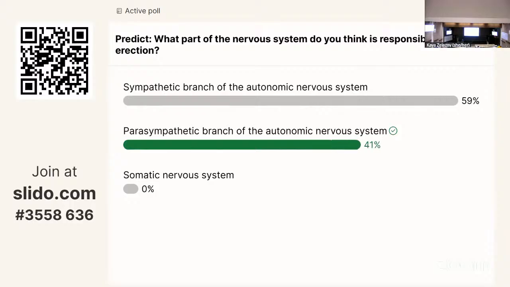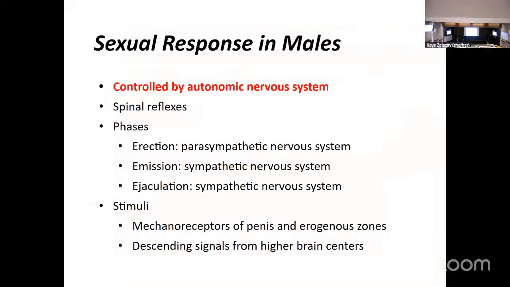Ooh, okay, cool. So we got a variety of opinions here. So let's go through it. All right. So we mostly got to the fact that the sexual response is going to be controlled by the autonomic branch of our nervous system, right? So we split up somatic, going to skeletal muscle, from autonomic, that involuntary part of the nervous system that does these automatic processes like smooth muscle, like your heart, right? So we got to the autonomic.